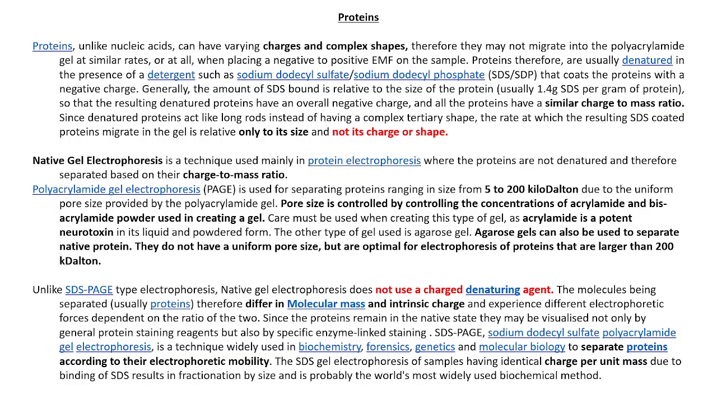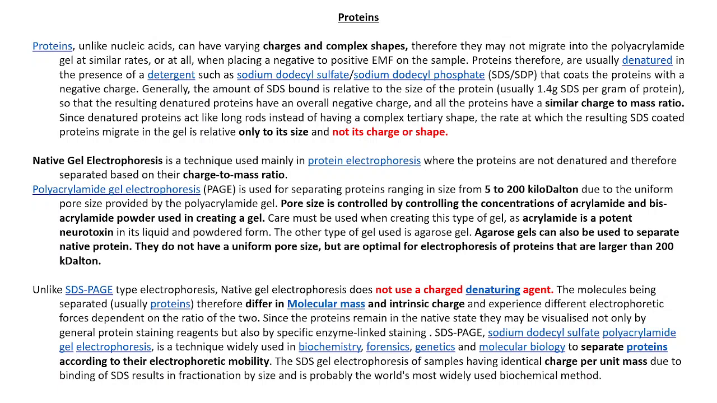Okay. Now, proteins, unlike nucleic acids, can have varying charges and complex shapes. So for proteins, we run a sodium dodecyl sulfate polyacrylamide gel electrophoresis. Generally, the amount of SDS bound is relative to the size of the protein, usually 1.4 grams of SDS per gram of protein.